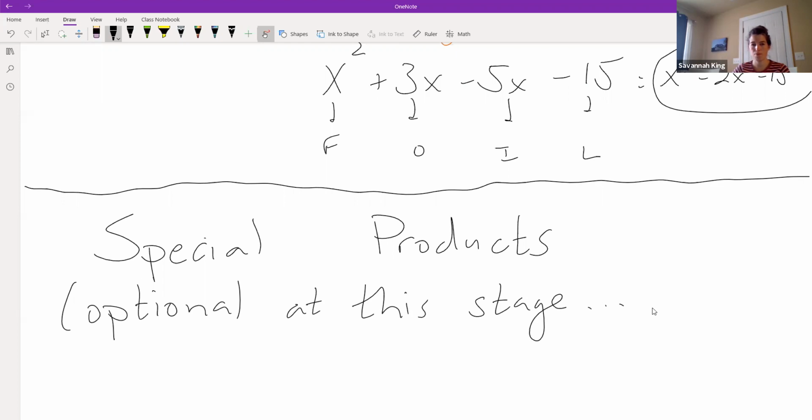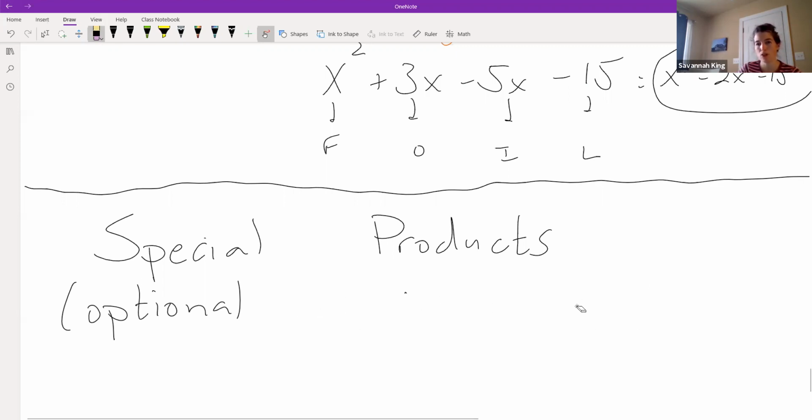Dot, dot, dot. And by this stage, I should mean specifically, maybe I should not say at this stage because that's really vague. I'm going to say they are optional in 6.4, meaning I don't care. The book might try to make us care. But in 6.4, I don't care if you use special products.